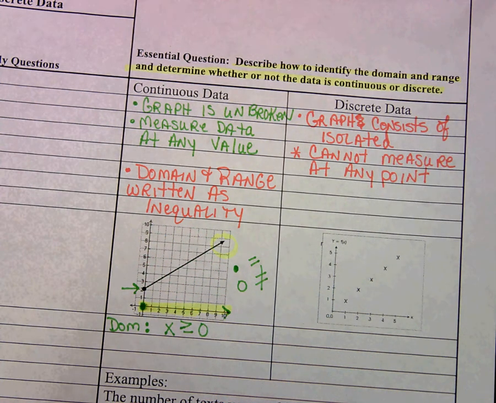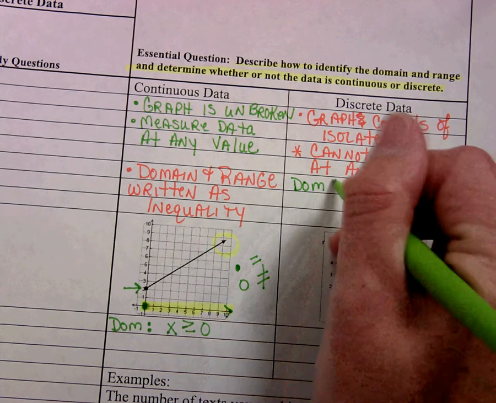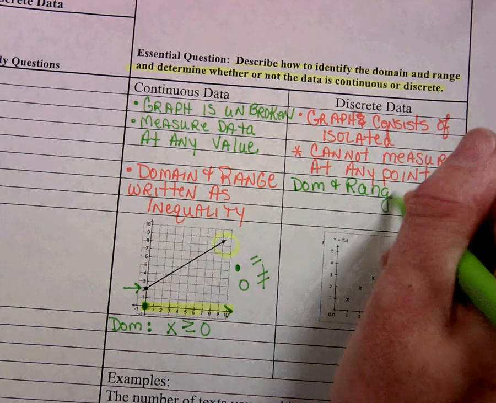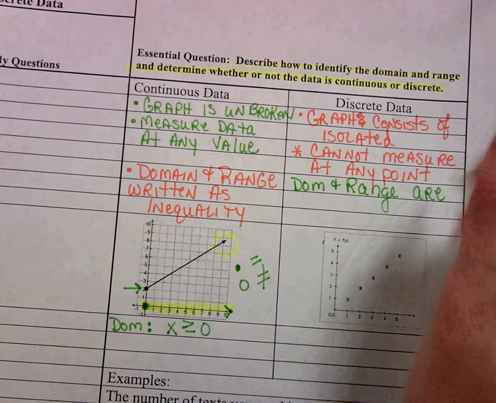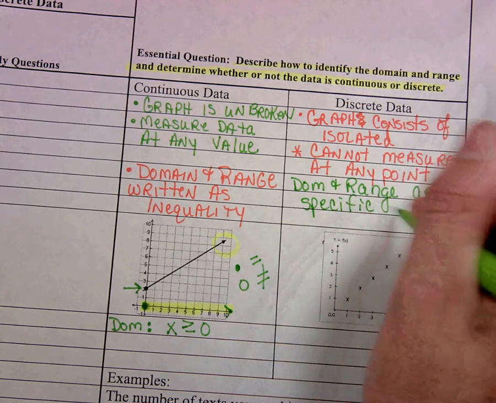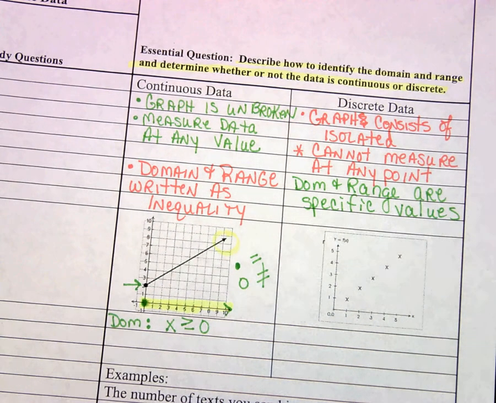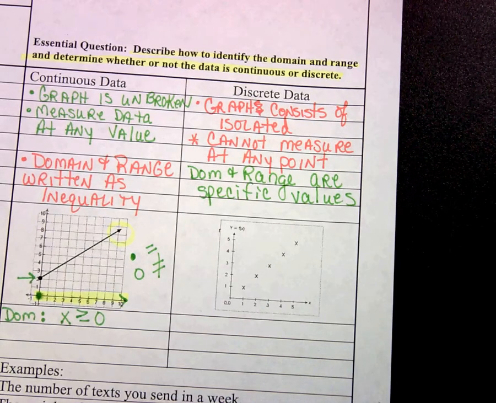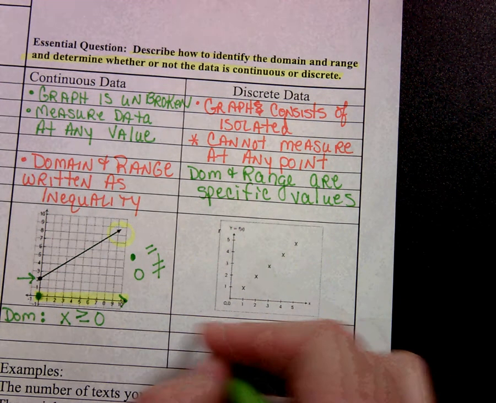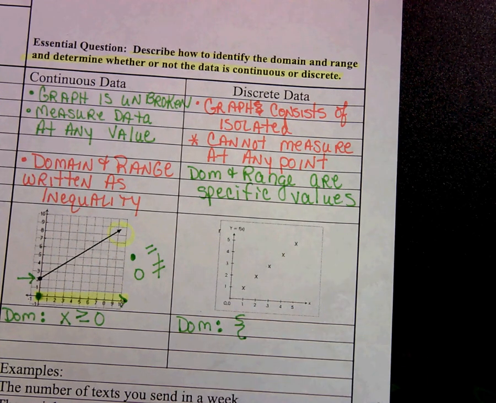When we write the domain and range for discrete data, the domain and range are going to be specific values. So we're going to list the actual numbers that represent the domain and range. Looking at the graph on your paper, you see how these are isolated points. It's not a line. When we list the domain, we're going to look at the specific values. We're going to put this in brackets.